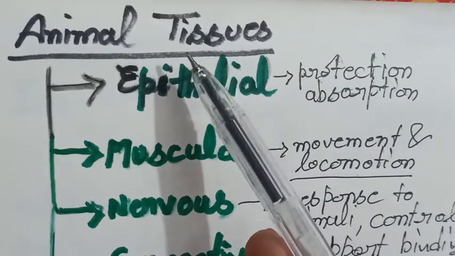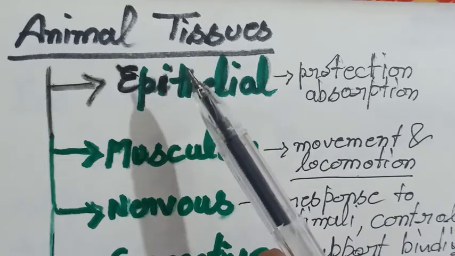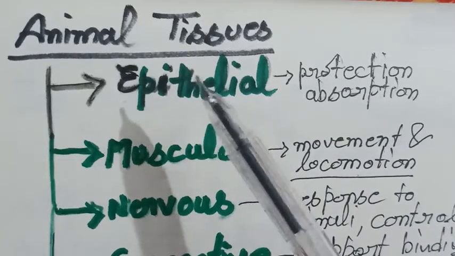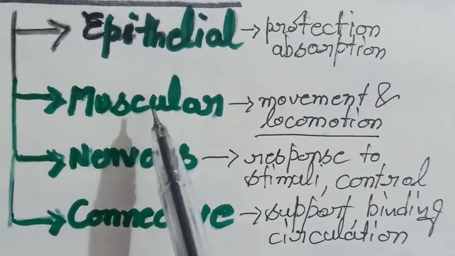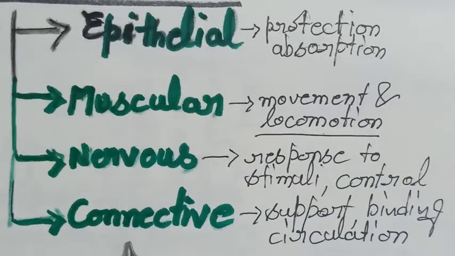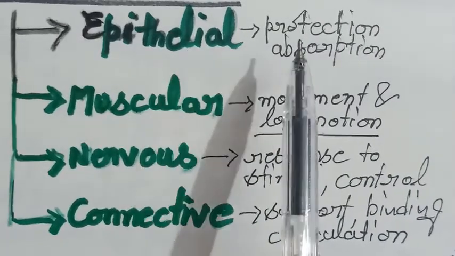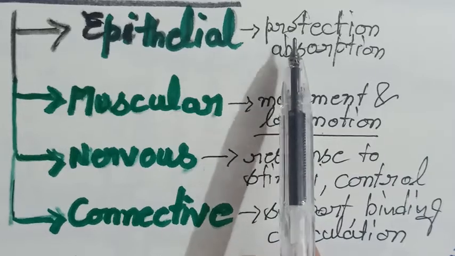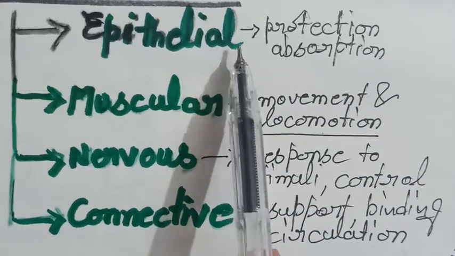Based upon the structure and functions, simple tissues in multicellular organisms are categorized into four types. First one is epithelial tissue, second one muscular tissue, third one nervous tissue, and last one connective tissue. Epithelial tissues provide protection and help in absorption. It means they are present in our skin.